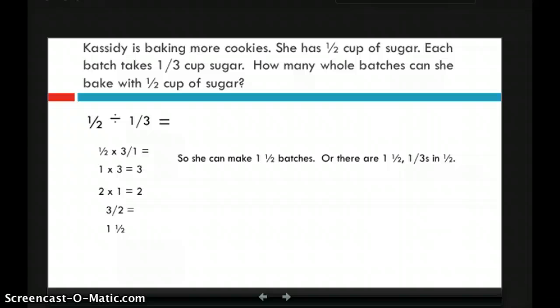This is a 2, and it is telling us there are 2 parts in each whole. Then we look at the top number. It is the 3, and it is telling us we have 3 parts total. Now we can see how many times the bottom number can go into the top number. It goes in once evenly, and it has 1 part left. So our final answer is 1 1/2. So she can make 1.5 batches, or there are 1.5 thirds in 1/2.